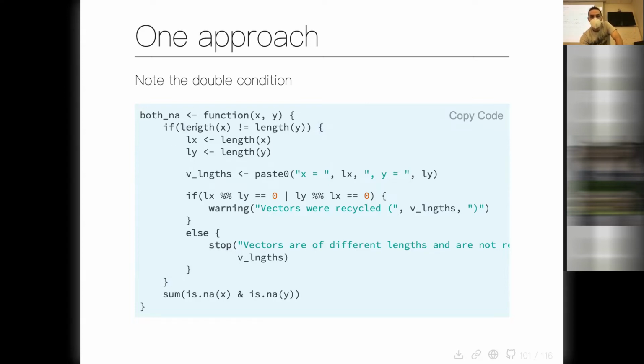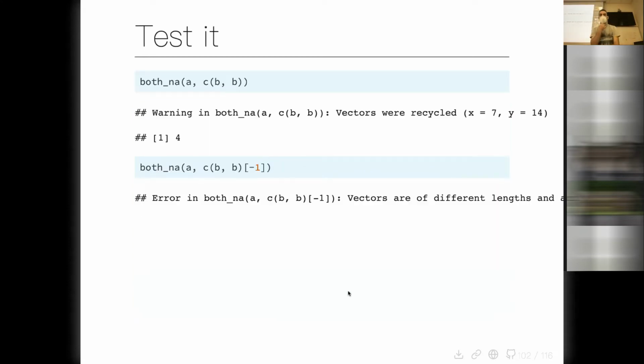So if these lengths are equal, all of that stuff in this function only happens if those lengths are not equal. If they are equal, all of this gets skipped, and we just jump straight to this final line. All right, so we can test it out now.